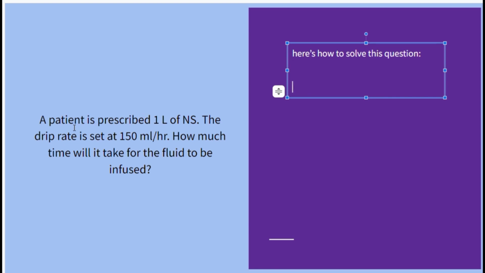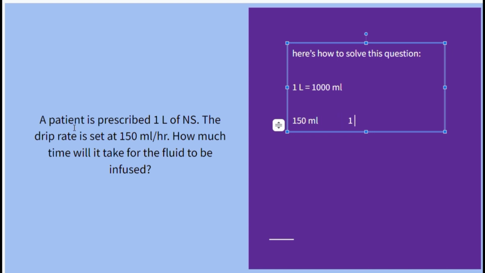First step is to have the same units so we can divide them into sections, cross multiply, and solve the equation. So the patient is prescribed 1 liter. Now liter and 150 mLs are not the same units, but we can convert to the same unit because we know that 1 liter is equal to 1000 mLs. Now we can use 1000 mLs to solve the question. So 150 mLs in 1 hour, that's our first set. And the second one is that we have 1000 mLs. How much time is that going to take?